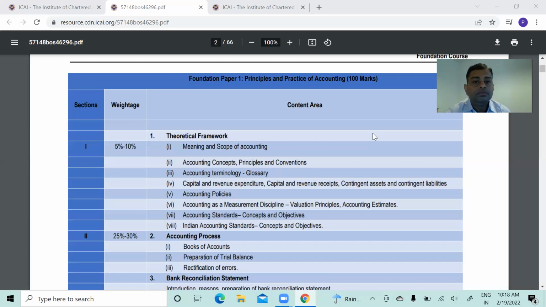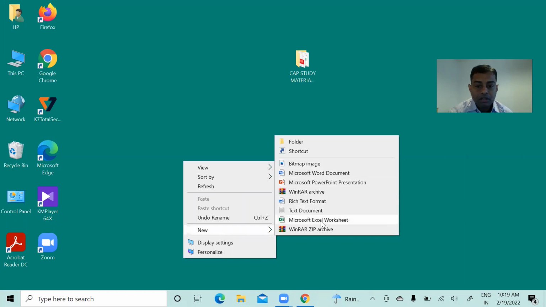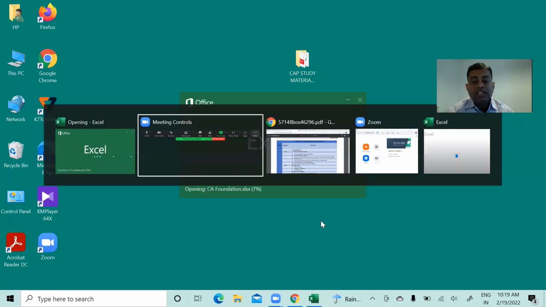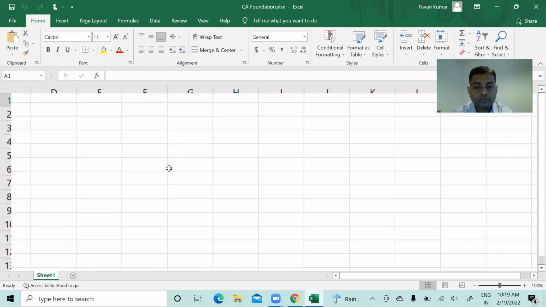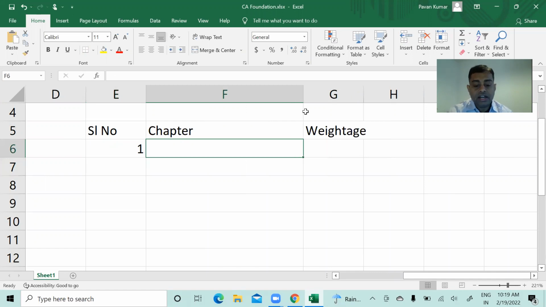Serial number, chapter, chapter weightage. Under that, serial number one. What is the name of your first chapter? Theoretical framework. Here we write serial number, here we write chapter, here we write weightage. So serial number one is theoretical framework.